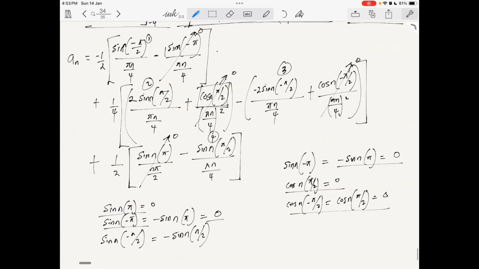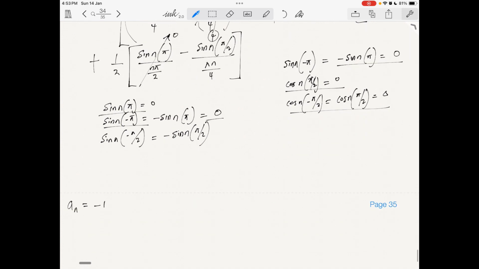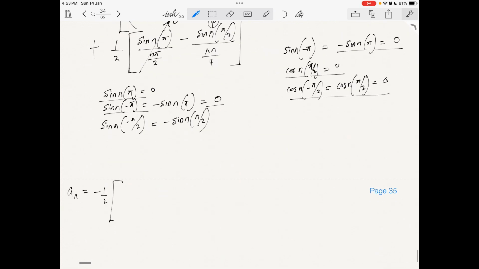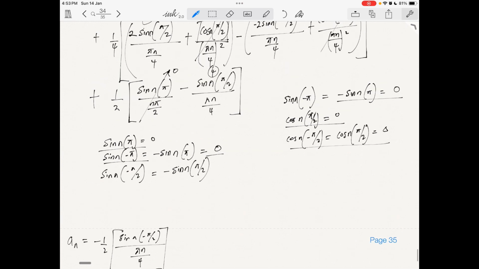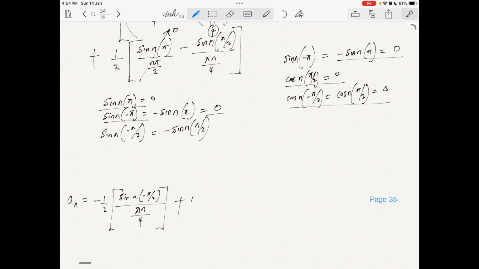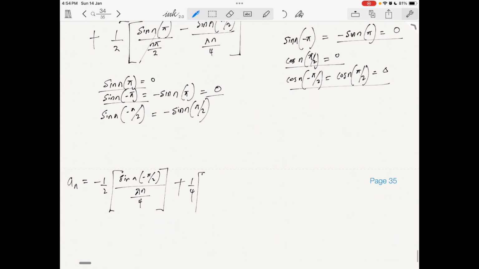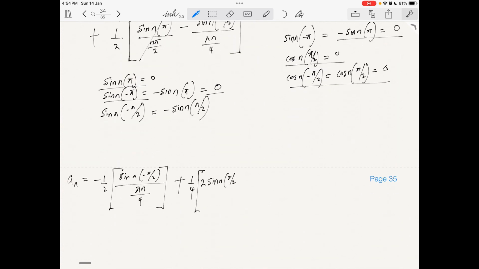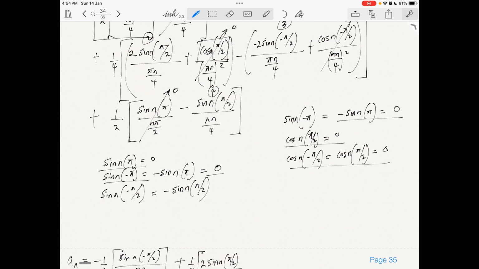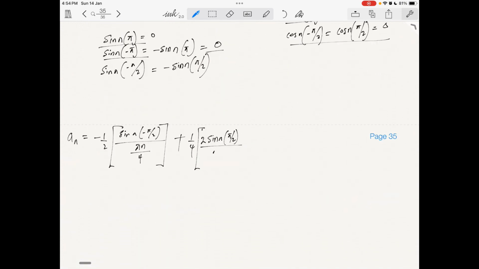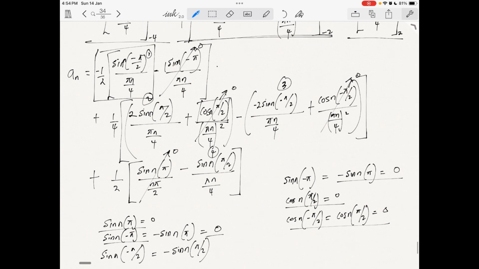So we have an to be equal to minus 1 over 2, this being the first term that we're after, into sine n minus π over 2 over πn over 4, and the second term is this 1 over 4 plus 1 over 4 into 2 sine nπ over 2 divided by πn over 4. And then followed by this third term.